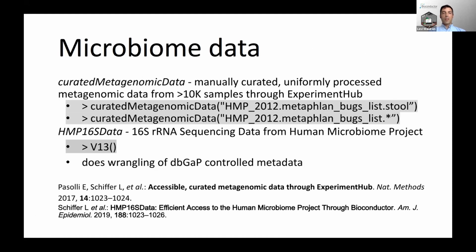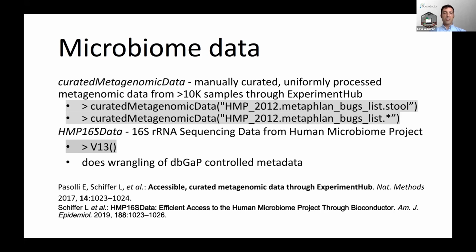In the realm of microbiome data, we've produced a couple of packages that are worth mentioning. curatedMetagenomicData is a manually curated and uniformly processed resource of, it's now over 10,000 samples that are offered through Bioconductor's ExperimentHub. It will be probably over 20,000 by the end of the year. And again, you see here that you have not too much to specify in order to get data sets, in this case, in an ExpressionSet format.